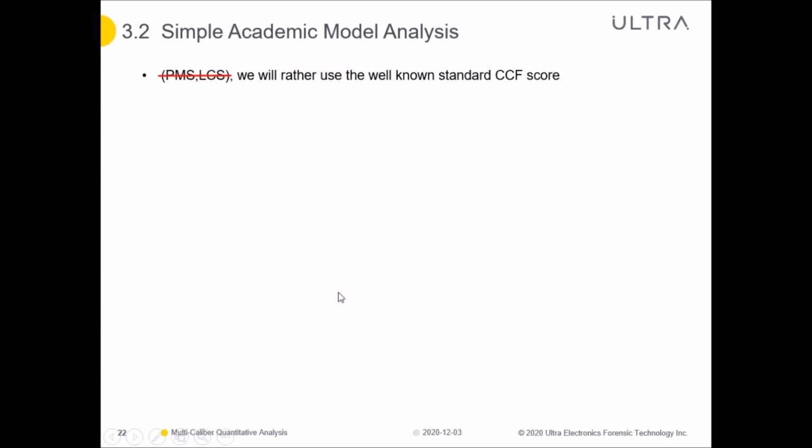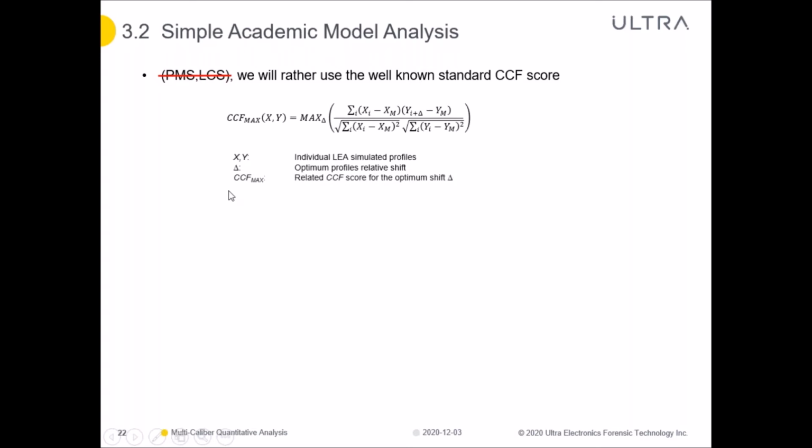We will not be using our pattern matching and line counting score. We will rather use the well-known standard cross correlation function score that is defined that way. X and Y are the individually simulated profiles, delta is the optimum relative shift, and CCF max is the related cross correlation function score for the optimum shift. In fact, we just shift the Y profile with respect to X by dx pixels, and when we reach delta, we optimize similarity to get an optimum correlation score.